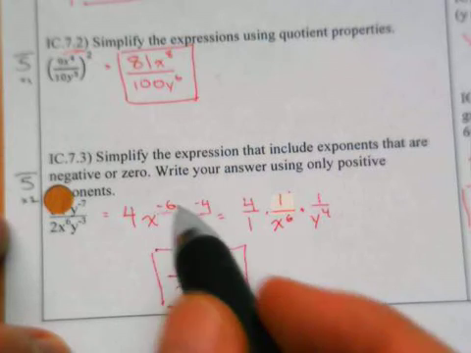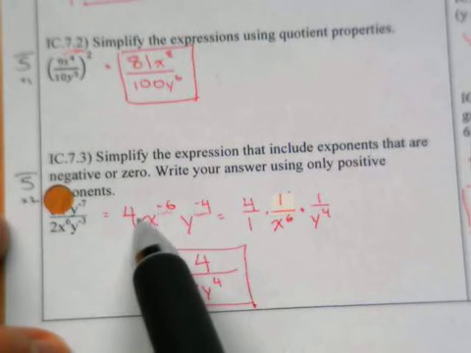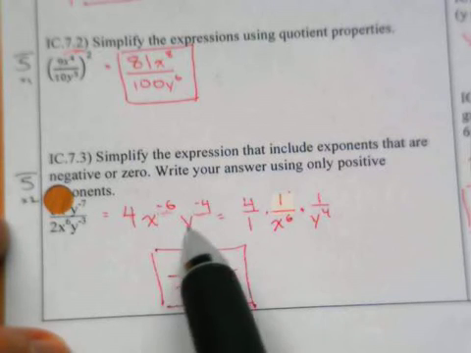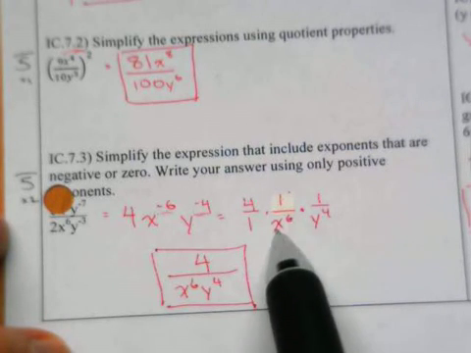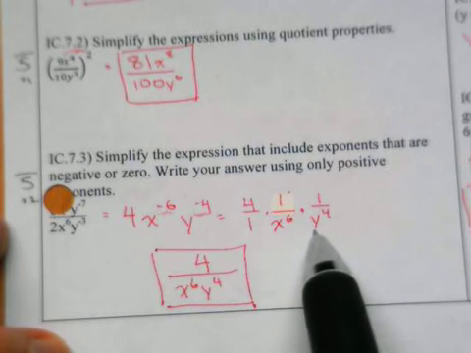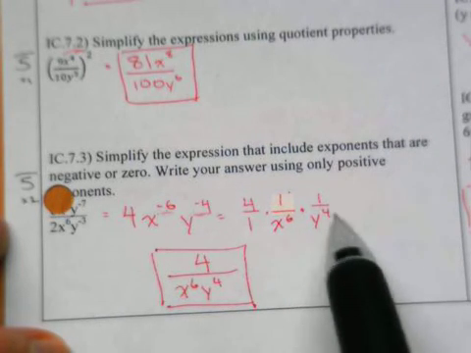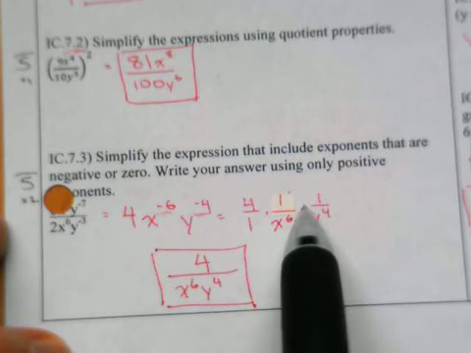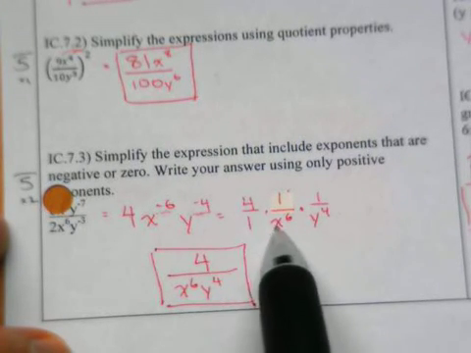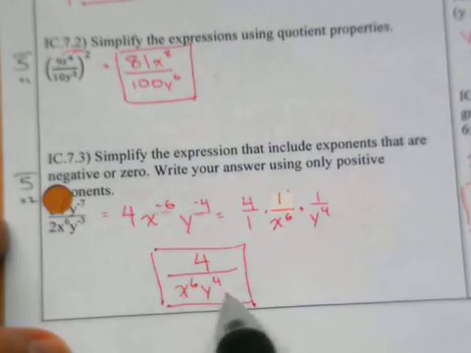You can't have those in your final answer, so I turn everything into fractions. 4 becomes 4 over 1. X to the negative 6, you've got to remember that that is the same thing as 1 over x to the positive 6. Same thing, y to the negative 4 is 1 over y to the positive 4, and then I multiply them and put them all back together. 4 times 1 is 4. 1 times x to the 6 times y to the 4th is that.